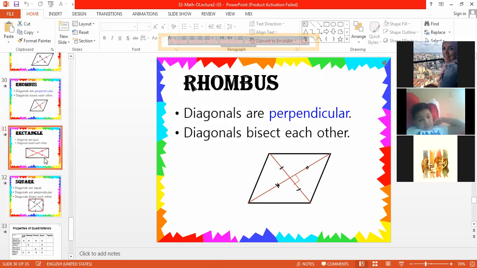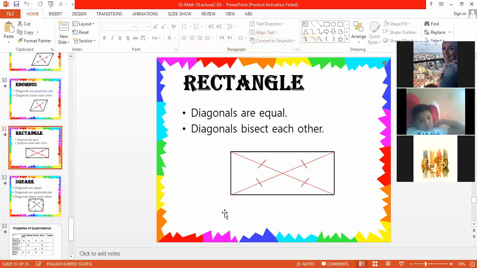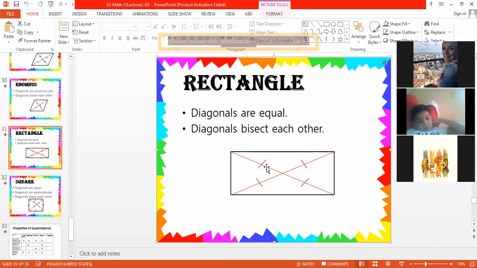Now, what about the rectangle? In the rectangle, the diagonals bisect each other and they are equal to each other. So this diagonal is equal to the other diagonal. They are equal to each other. So the diagonals are equal and the diagonals bisect each other. And what about the square?